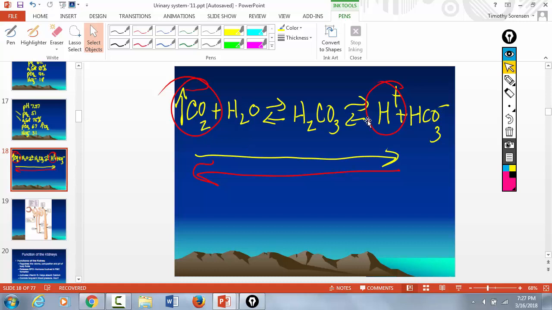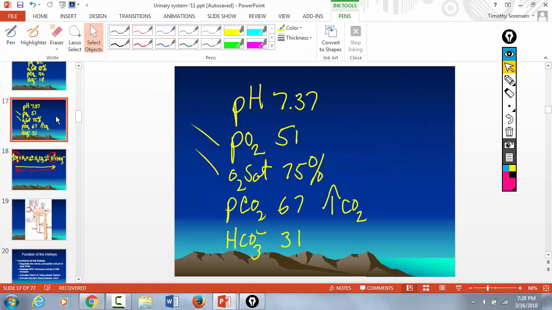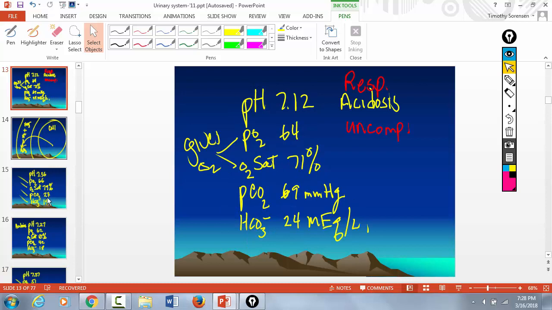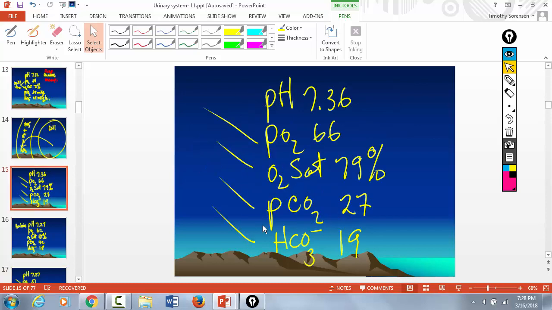So in order for the equation on the left side and right side to be balanced, you've got to get rid of more CO2. Is the CO2 lower than normal? Yes, it's lower than normal. So the lungs are helping, they're moving in the right direction, and the pH is normal, so this is a fully compensated metabolic acidosis. You need to watch those videos.